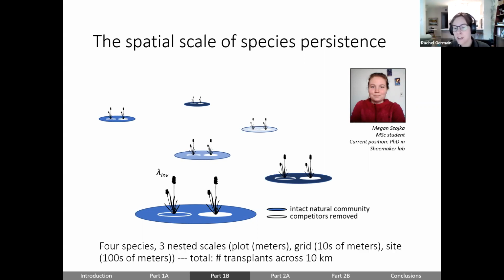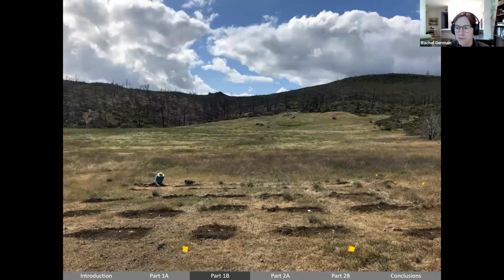She has 3 nested scales from the plot to grid to site level. And she's just got thousands of transplants across this 10-kilometer scale. Really impressive photo of what this looks like. This is just one of 18 of her sites to give you an idea of the scale of this project.